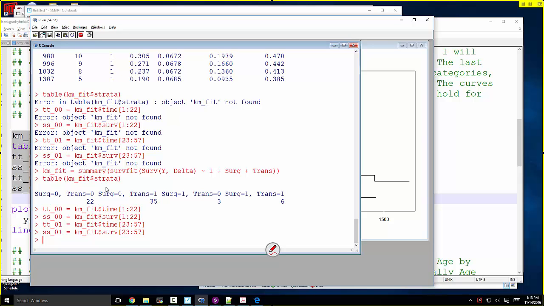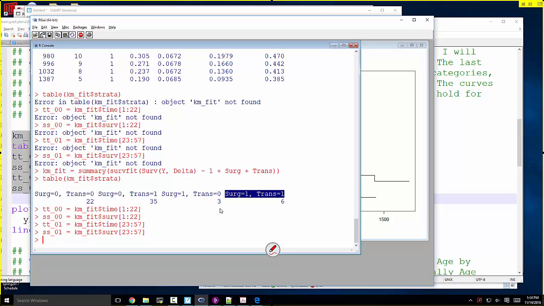I broke down the number of event times by category. For surgery equals 0 and transplant equals 0, there were 22 individuals. For surgery equals 0 and transplant equals 1, there was 35. And there were very few in the surgery equals 1 group, relatively few. So there was only 3 who had had bypass surgery but no transplant, and there were 6 who had had surgery and a transplant.